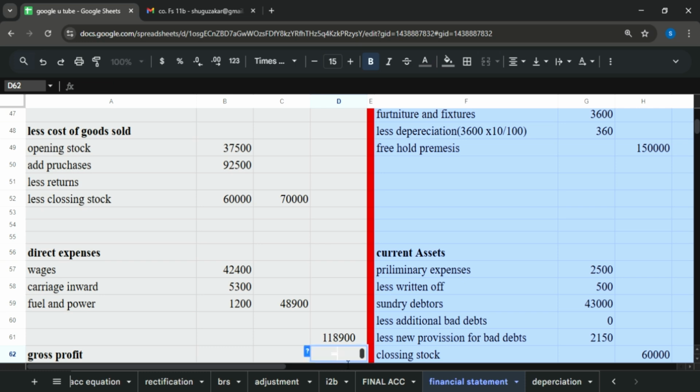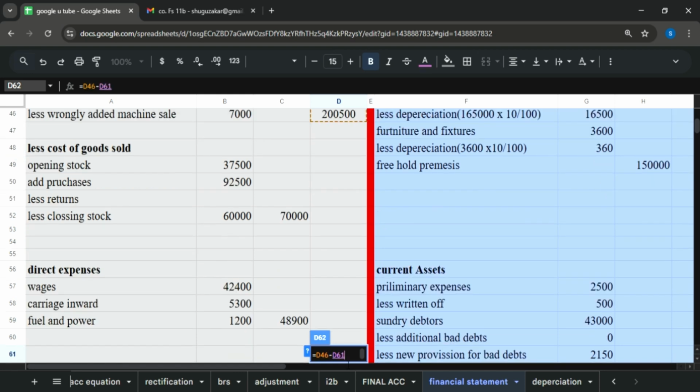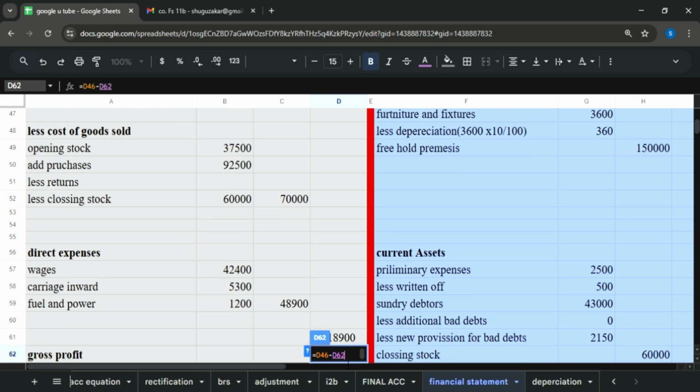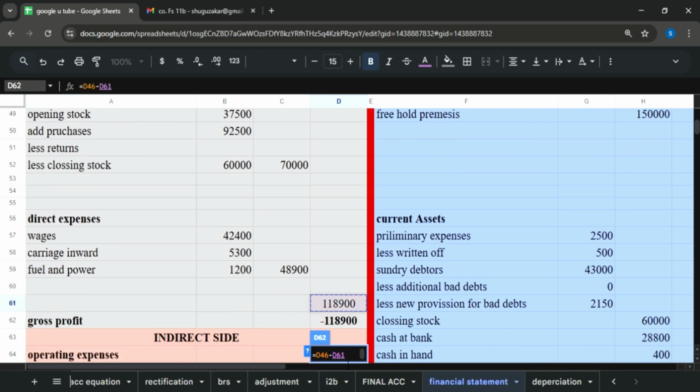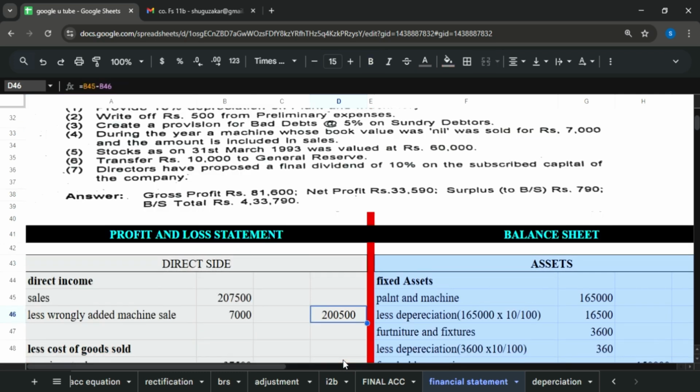Okay guys, now see that our sales is ready and our cost of goods sold is ready, which means we can now calculate gross profit. For that, we'll go to sales and then subtract cost of goods sold, which you have seen. So finally, after subtracting cost of goods sold from your sales, you have got your gross profit.